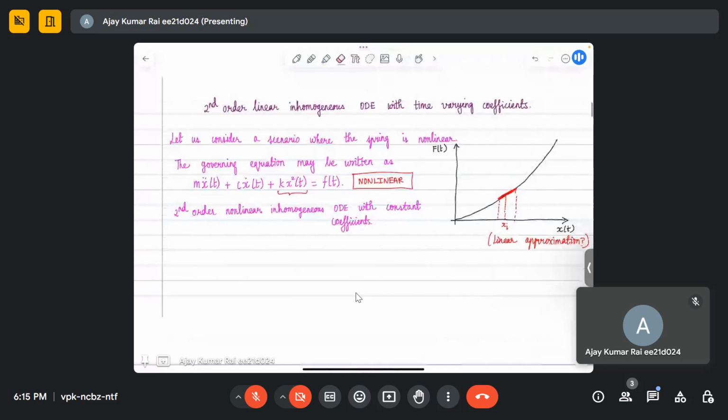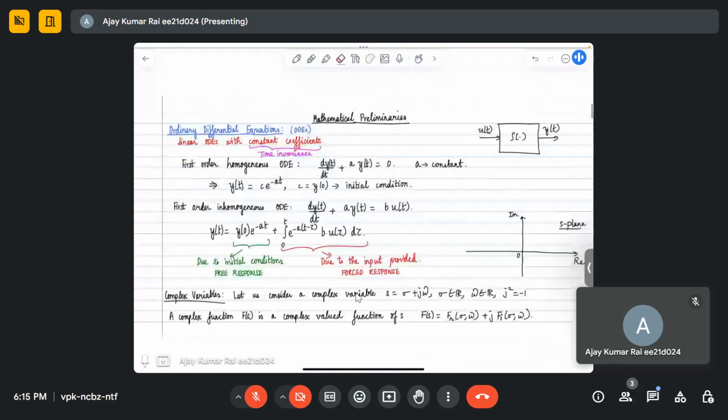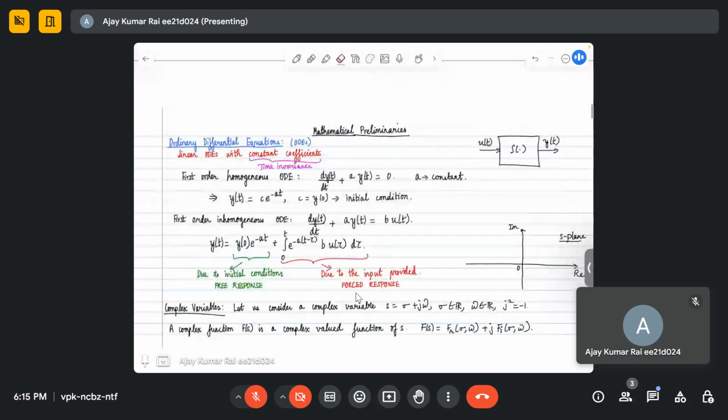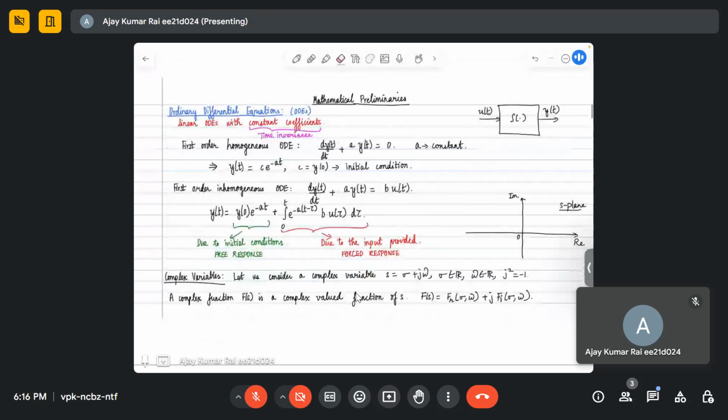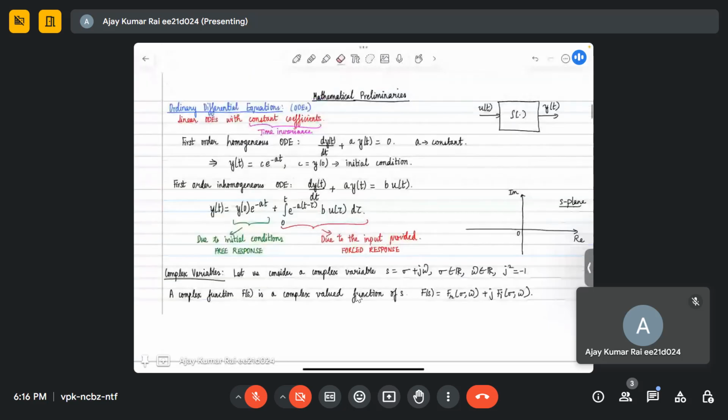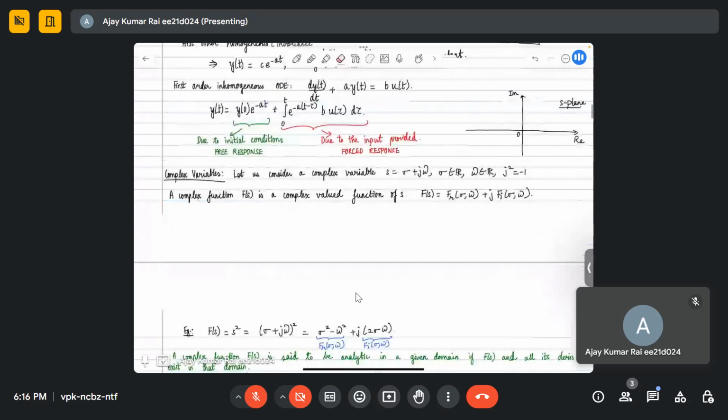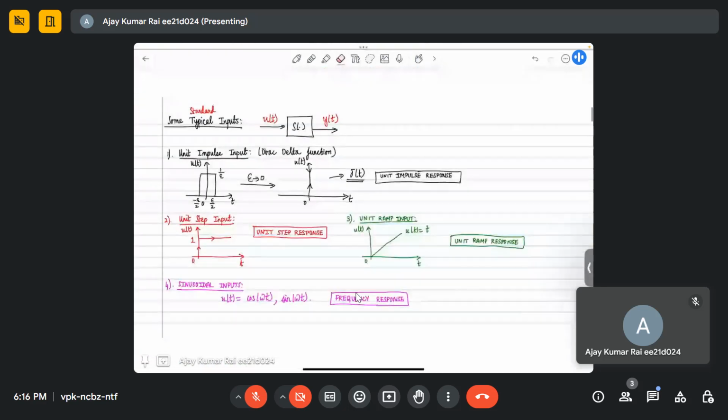Some mathematical preliminaries that you need to know, because we'll be doing mathematical analysis of the system. The important thing is you should know the Laplace transform, along with ordinary differential equations. That has been covered, so I'm not covering it again.